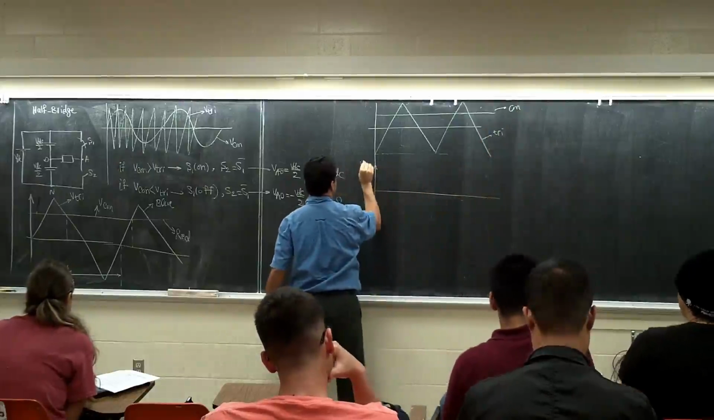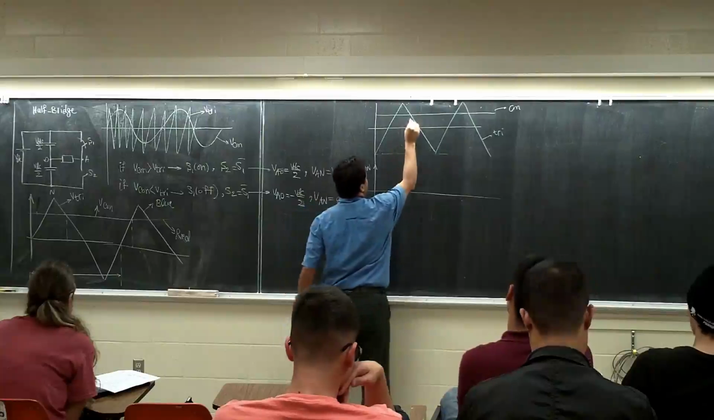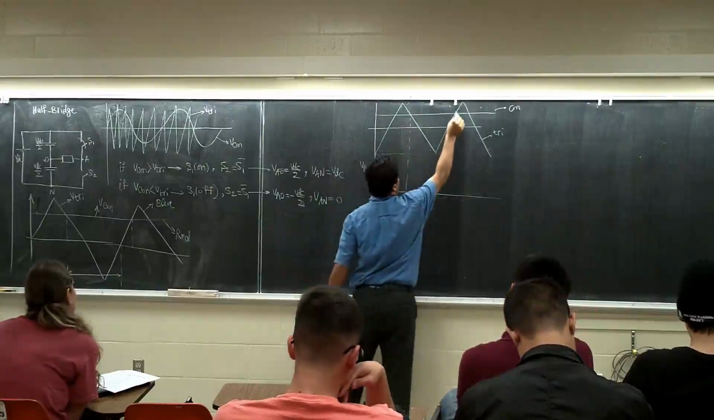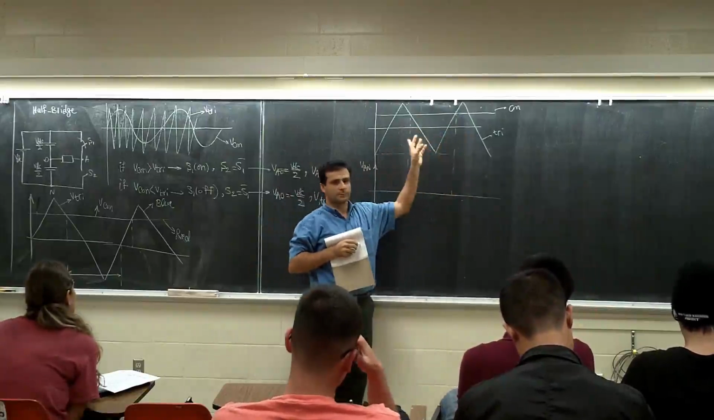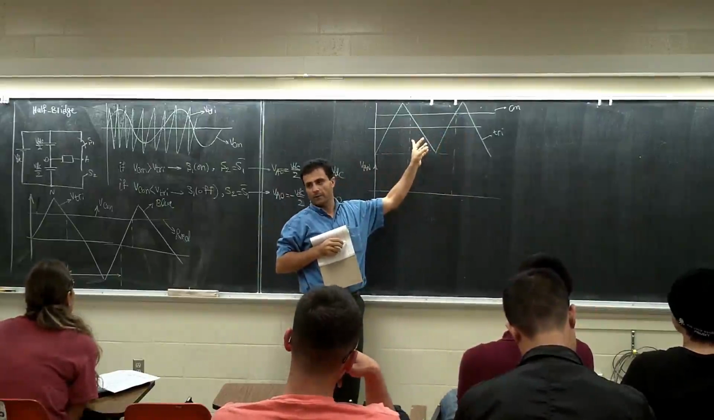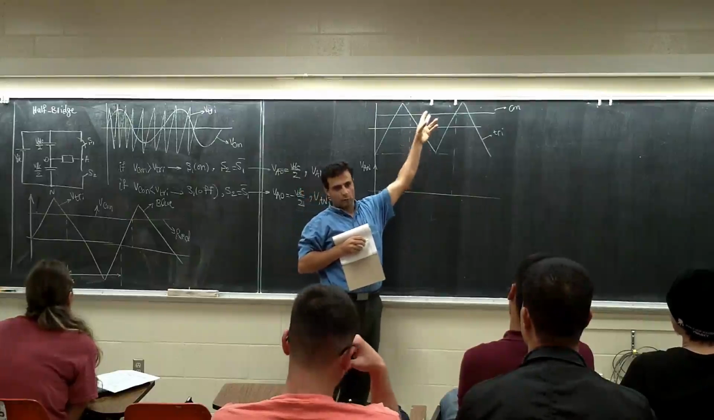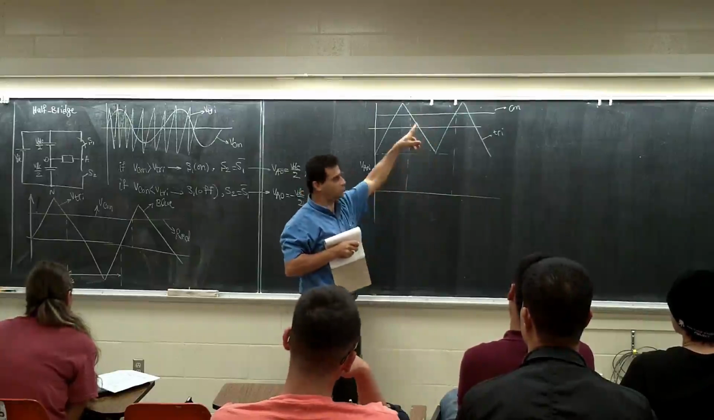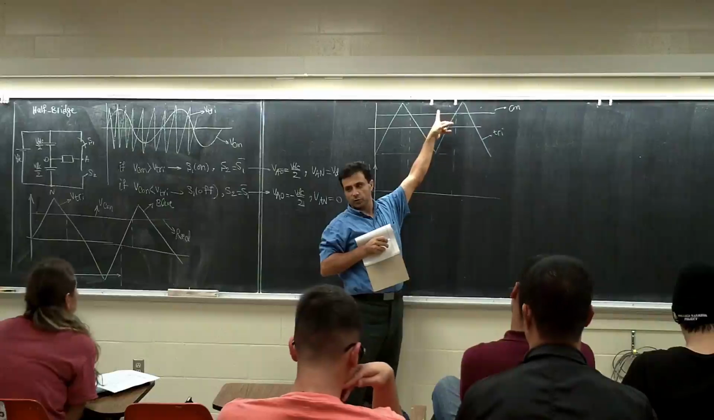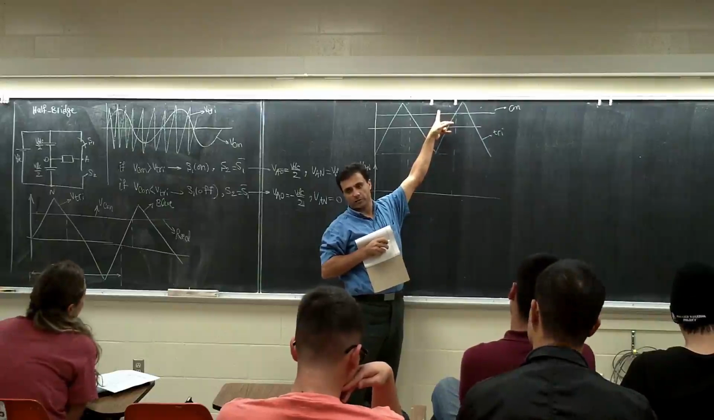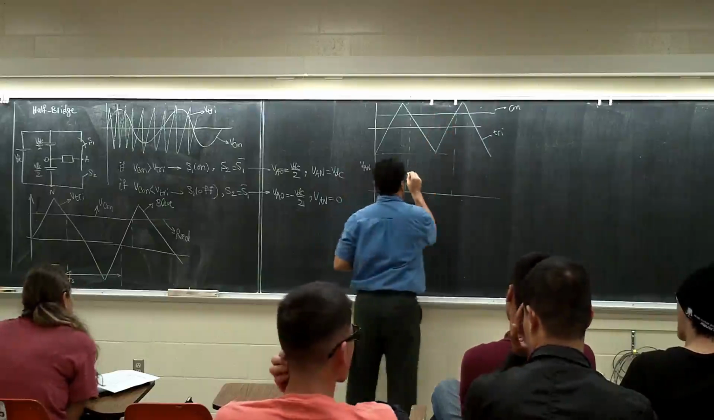Let's come here, VAN. So during this time, how much is the VAN? Why? Because V control is more than VTRI, right? So if V control is more than VTRI, the switch S1 is on. If switch S1 is on, it means VAN is VDC, right? So VDC.